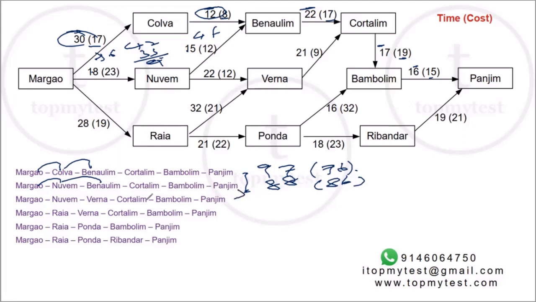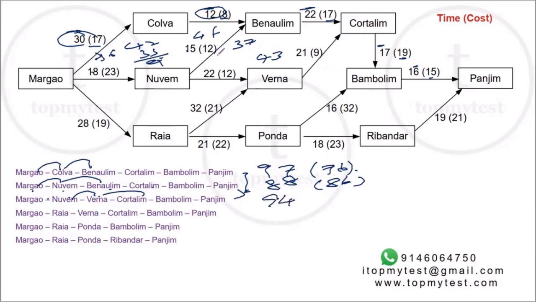Similarly, if I do it for the next one, now from Margao, Nuwe, Benoli, Kortali, it has gone to Margao, Nuwe, Verna, Kortali. So this will be the gap. From Nuwe, Benoli, Kortali, it has become Nuwe, Verna, Kortali, right? So here the total time is 37. Here the total time is 43. So it's a rise of 6. 88 plus 6 is 94.